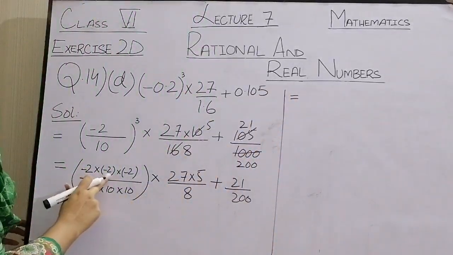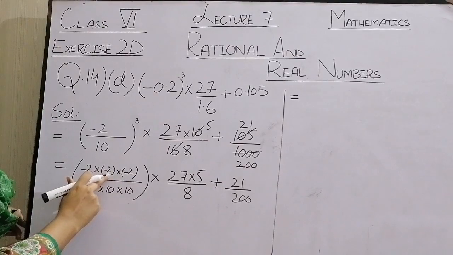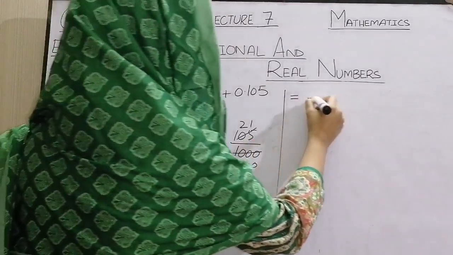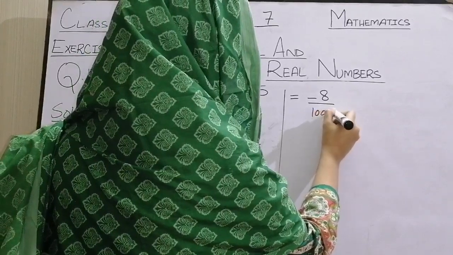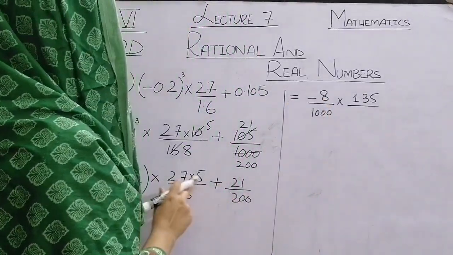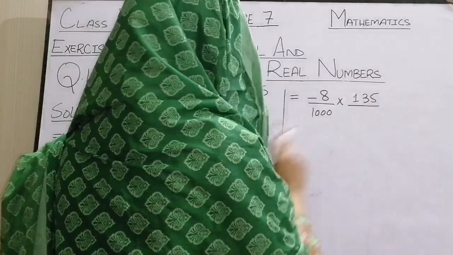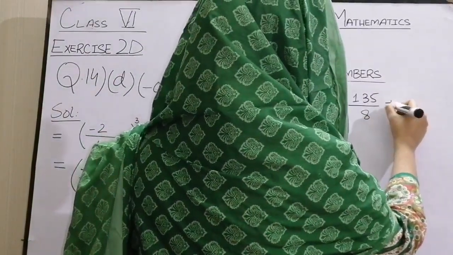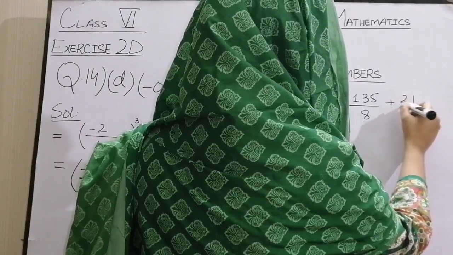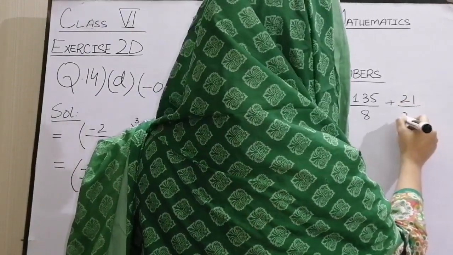Multiply these. 2 2s are 4, 4 2s are 8, minus minus plus, plus minus minus. Minus 8 over 1000. 27 into 5 is 135, 8 as it is, and 21 over 200.